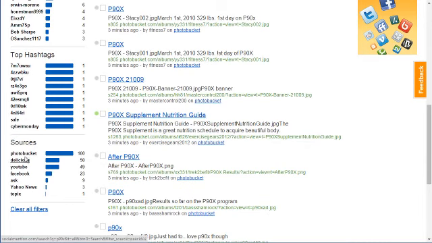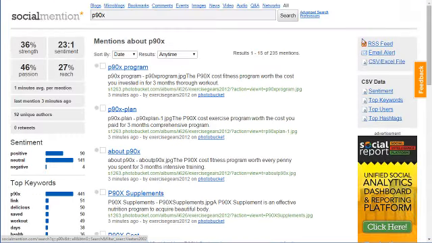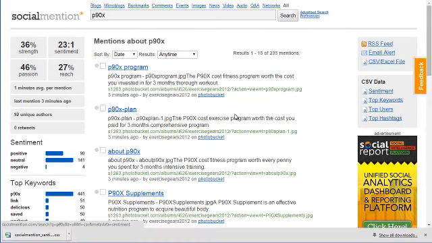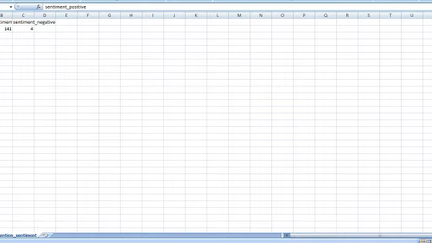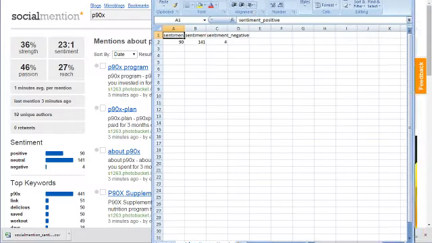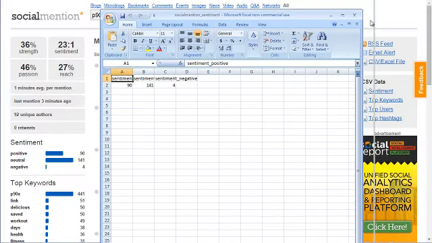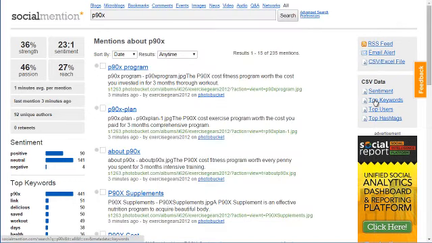Now, going back over to here, you can see hashtags and sources of other social media sites. And if you go over to here, you can see that you can actually get the CSV data. And that's really powerful, the fact that you can actually download the sentiment data. So if you want to download this for future reference, you can. You could also download the top keywords, the top users, and the top hashtags.